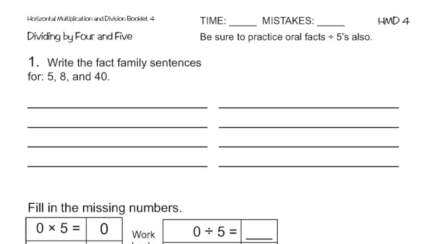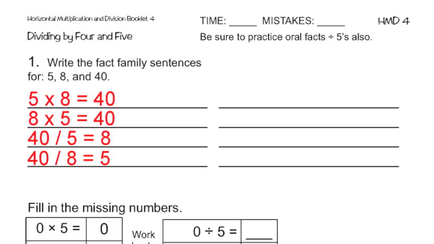I know that 5 times 8 is equal to 40. I also know that 8 times 5 is equal to 40. So let's do the opposite there. 40 divided by 5 is equal to 8, and 40 divided by 8 is equal to 5.